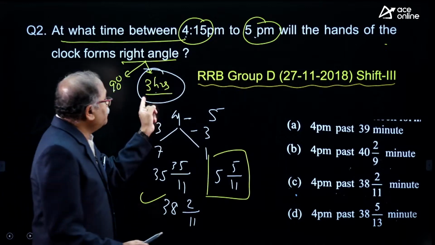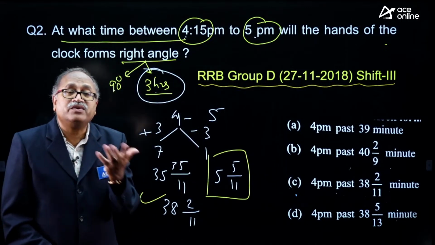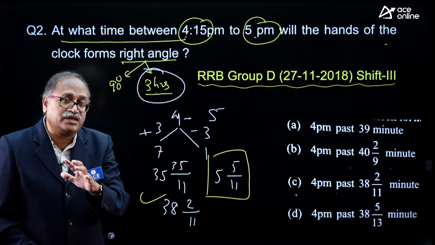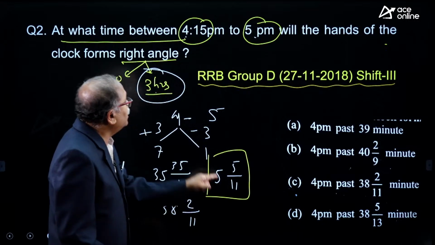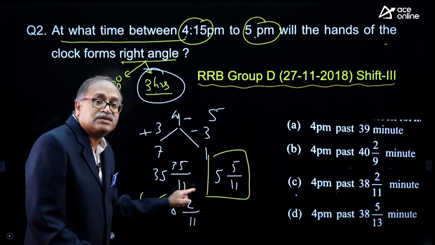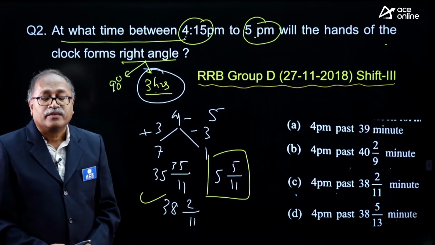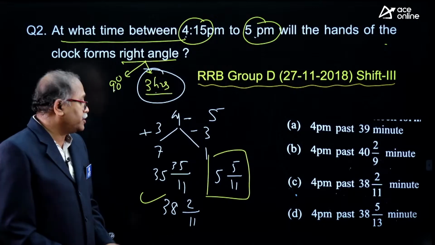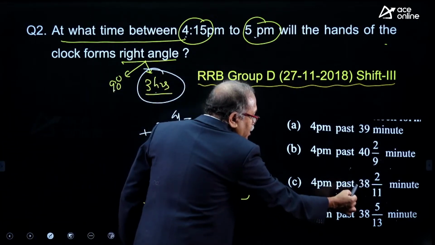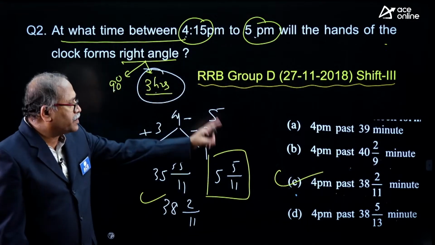Or else, if the question is in between 4 to 5, what are the timings at which the hands of the clock will be at a right angle, then you will say 5 5 by 11 minutes past 4. That is one timing. The second timing is 38 2 by 11 minutes past 4. Hope, my dear friend, you must have understood this one. Option choice C. I didn't prepare the options.